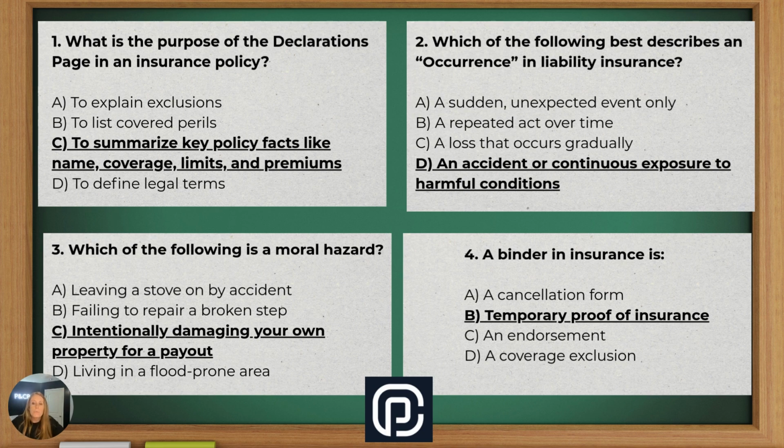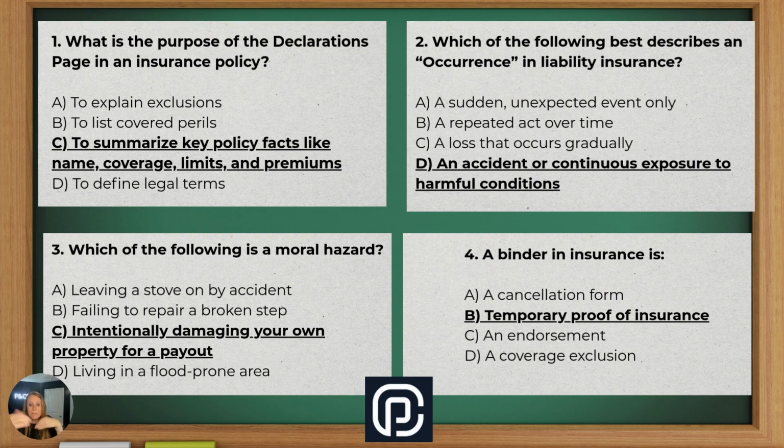Number 3, which of the following is a moral hazard? This one is C, intentionally damaging your own property for a payout. So for hazards, there are 4 different types of hazards. You have moral, morale, legal, and physical. The ones that people tend to get mixed up is moral and morale. And the only difference there is an E. So this one is a moral hazard.